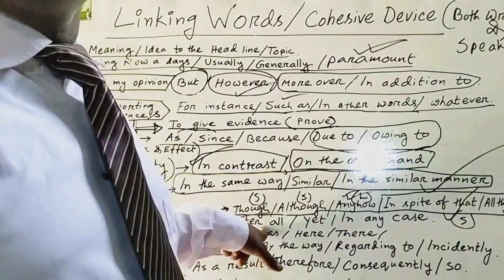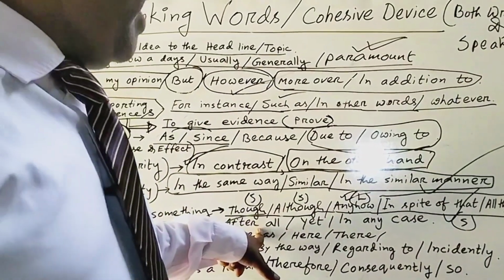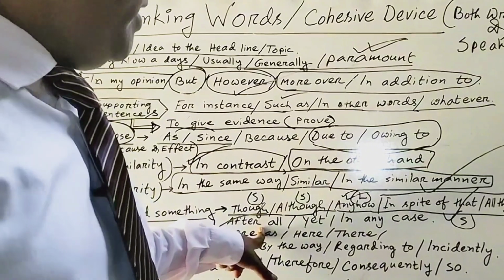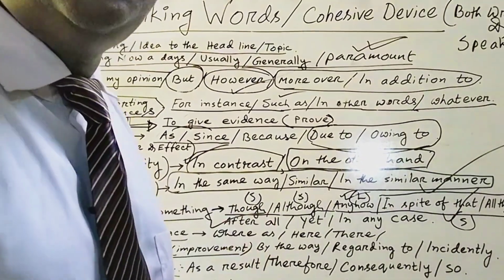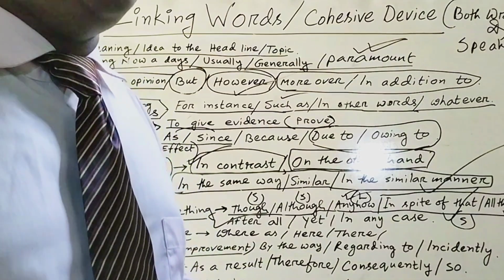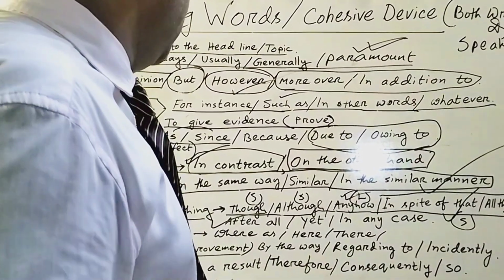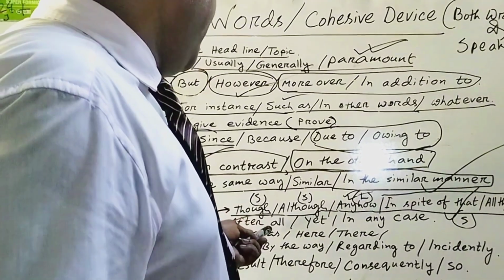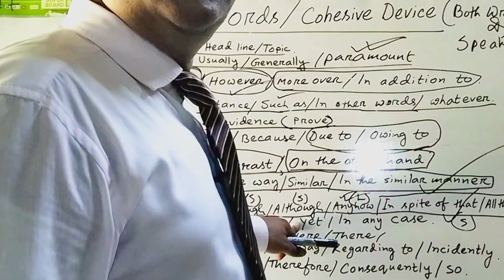Okay, after all. This word is usually used as after all. He is after all an honest man. Okay, after all, this linking word or cohesive device you can use at the beginning of a sentence or after the words of a sentence. Whenever you finish your sentence in speaking or writing, then you can say after all. That's right. Yet he is poor, yet he is honest.